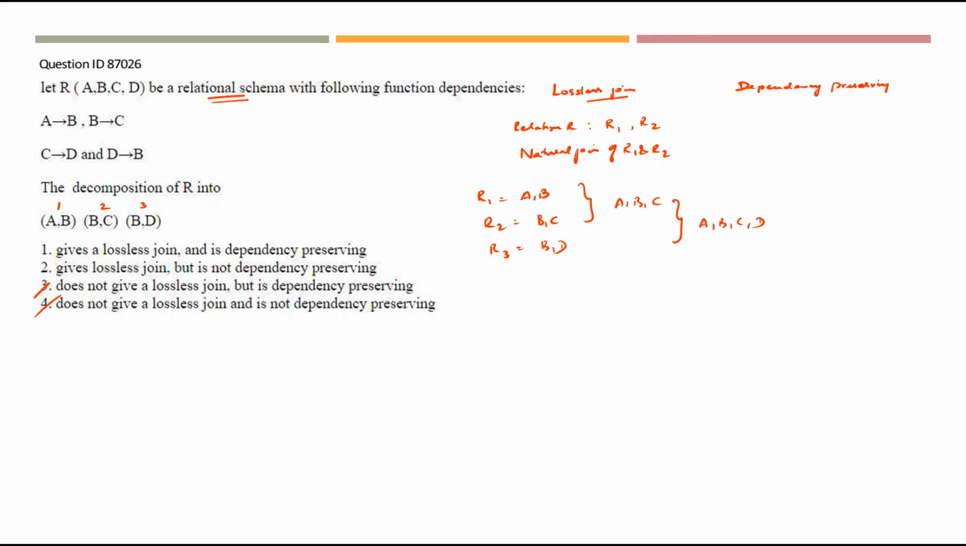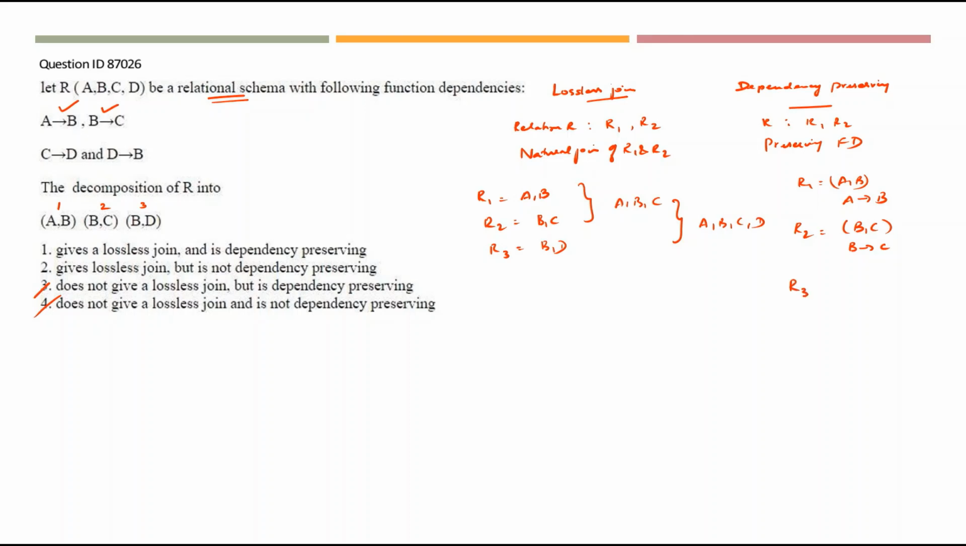What is dependency preserving? When we decompose a relation into smaller relations, we preserve the functional dependencies between the attributes. Let's take the first relation A, B. Is there a functional dependency from A to B? Yes, we have. So this relation is fine. Then we'll take the second relation B, C. Do we have a functional dependency? Yes, it exists. So we have this FD.